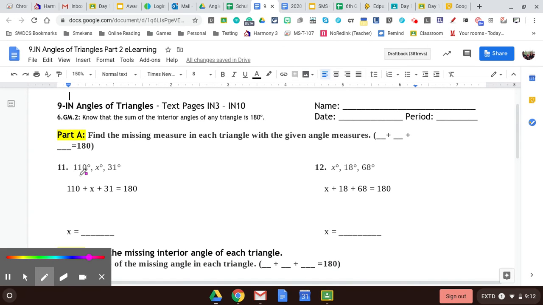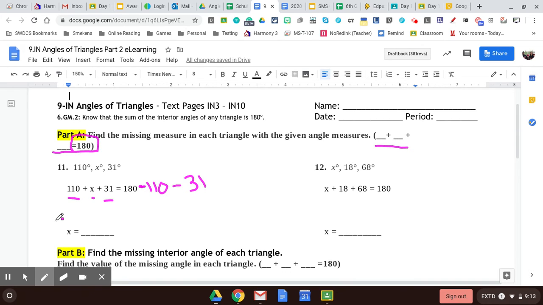So first one here, my angles are 100. Again, I'm going to use this formula of angle plus angle plus angle equals 180. Triangles always add up to 180, okay? So I have one angle of 110 and then x and 31. I'm going to give you a couple more examples because I didn't do that very well yesterday either. So you're going to take 180 minus 110 minus 31. That's going to give you the answer for x. So what is x? Good job.